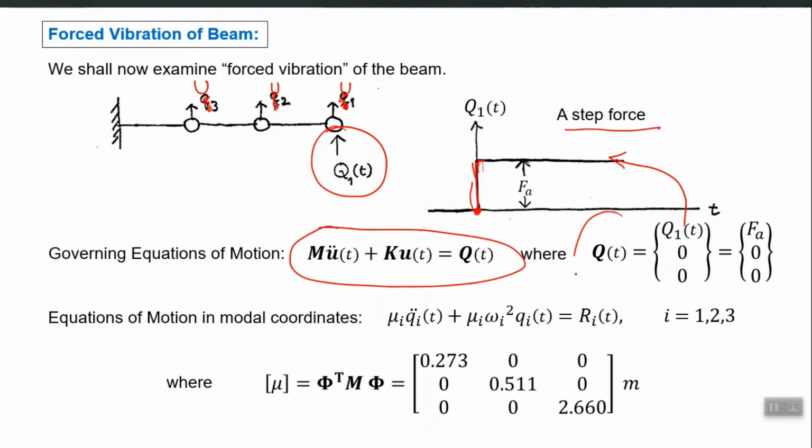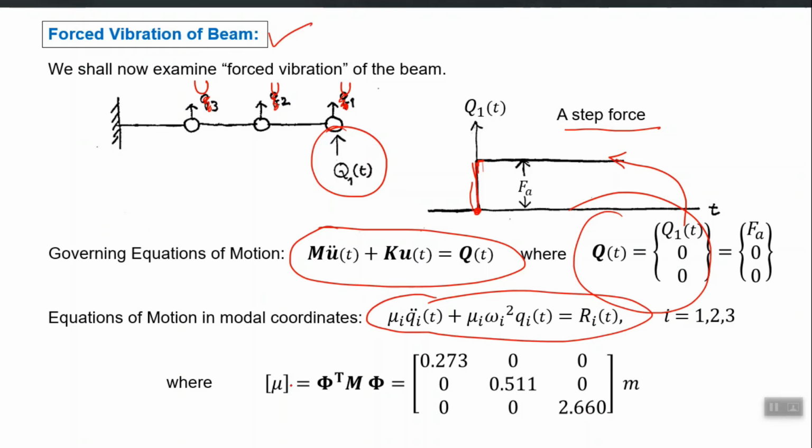So this will make our q of t vector, right? Now it is a non-zero vector, and we are talking about forced vibration of that beam. The modal equation will become this. Now mu I will not be cancelled, because the right hand side will have a non-zero number. That number is actually r I of t. I can be 1, 2 and 3.